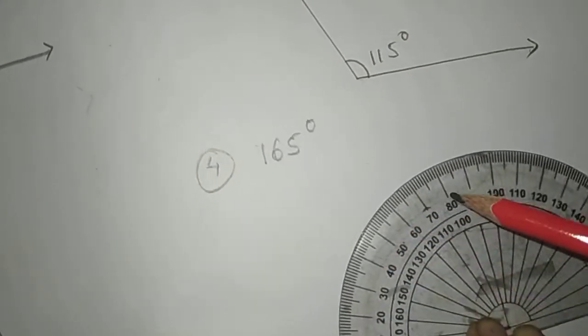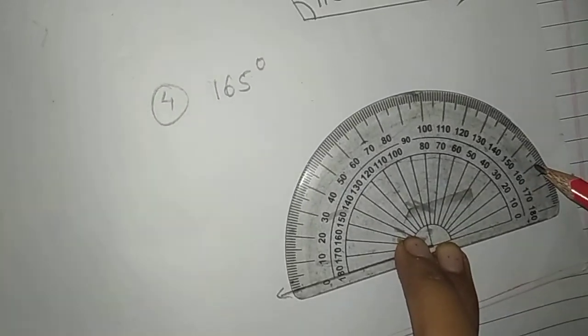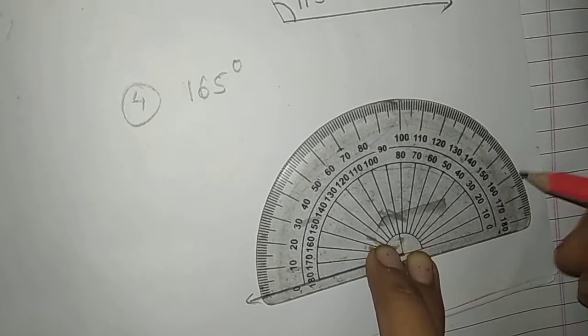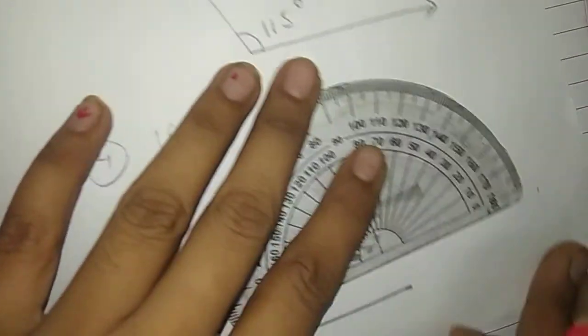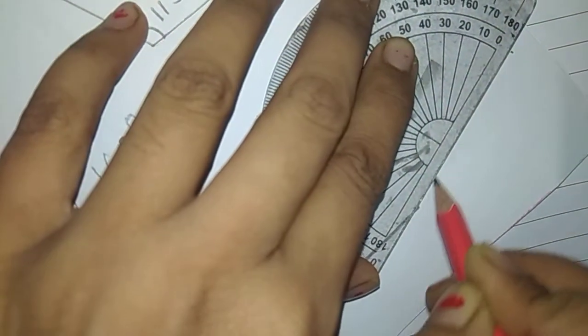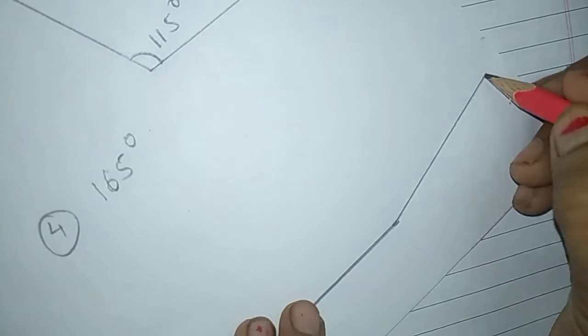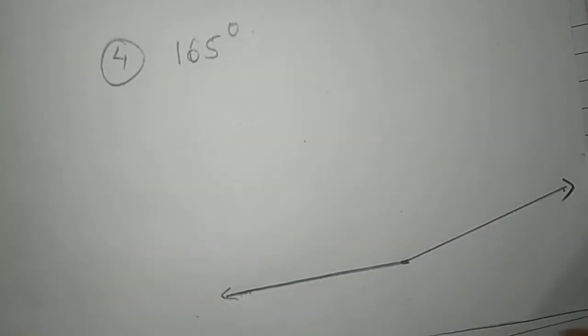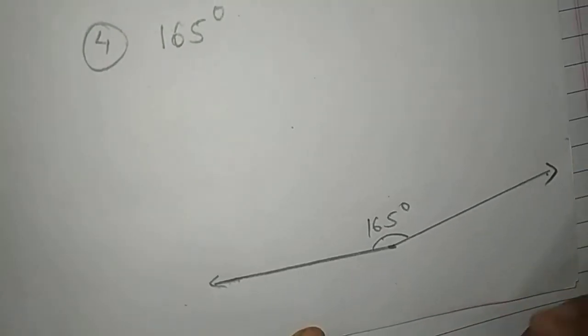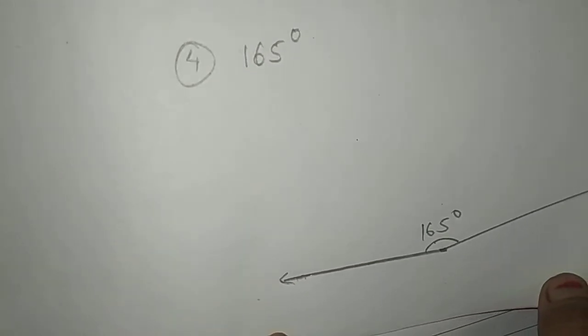So 0 to 160 and 170, between them 165 is placed. Now join this point to point. Join this point to point, and the arrow mark is here. So the 165 degree angle is completed. So you will try how to solve it.